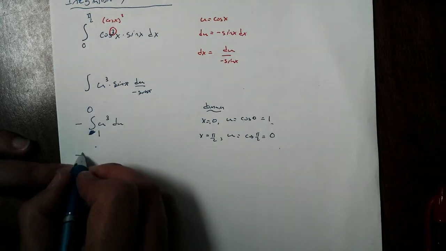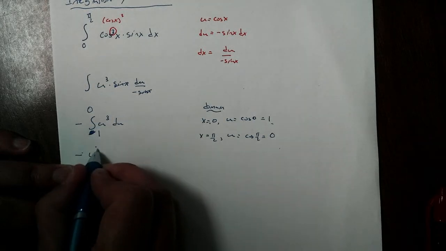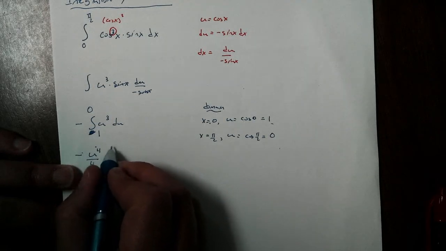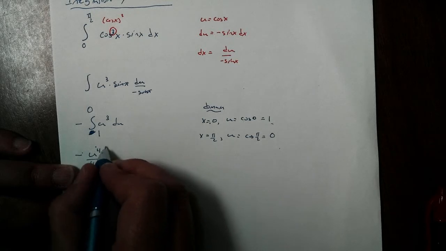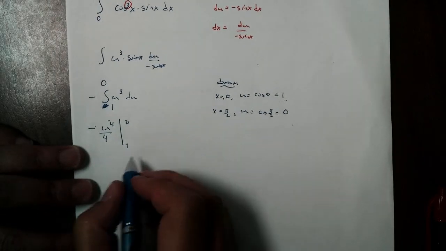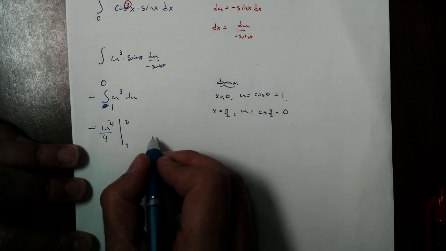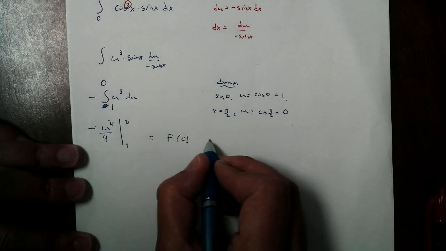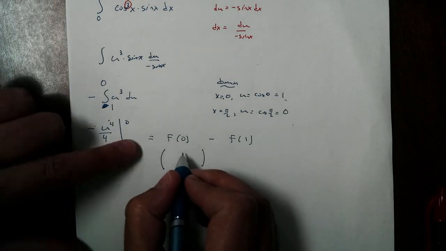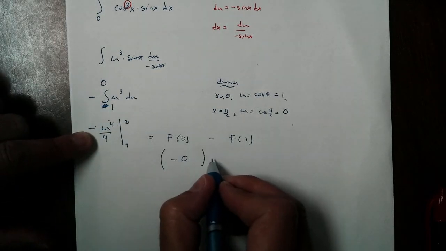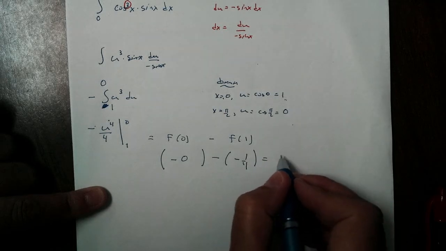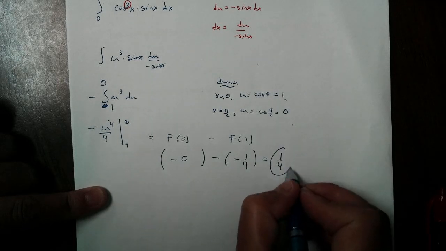So when we integrate, we're going to get negative u to the 4th over 4. We don't have to put the c, remember from the other day, that's just going to cancel. And we're going to evaluate that from 1 to 0. And then we use the FTC. What this says is take f of 0 minus f of 1. So if I plug 0 in, we're going to get negative 0, minus, plug the 1 in, a negative 1/4. And what we're left with is just a number, 1/4.